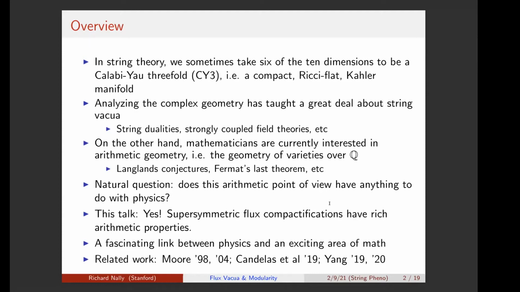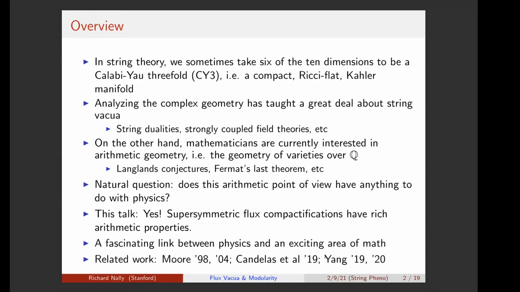On the other hand, many of the same objects appear in the study of arithmetic geometry, which is the study of varieties defined over the rational numbers, which is the setting for the Langlands conjecture and the proof of Fermat's last theorem, and a lot of very good 20th century mathematics. So a natural question to my mind and the mind of my collaborators is, does this arithmetic point of view ever have anything to do with string theory? In this talk, I'm going to tell you that yes, supersymmetric flux compactifications have an arithmetic structure that's quite interesting. And I think this is an interesting link between physics and a fairly exciting area of modern math.